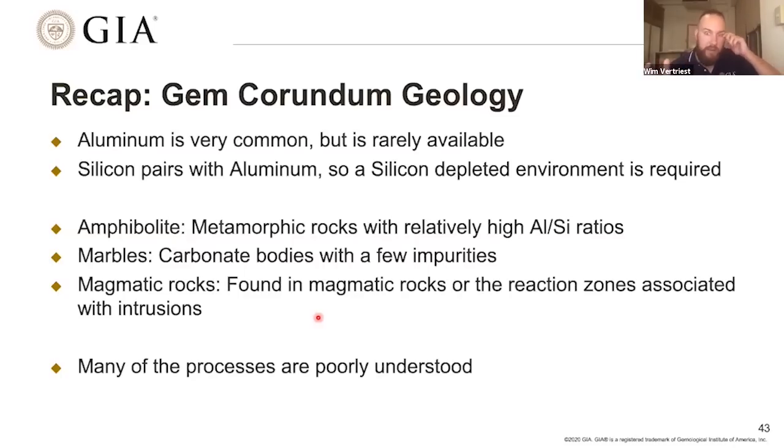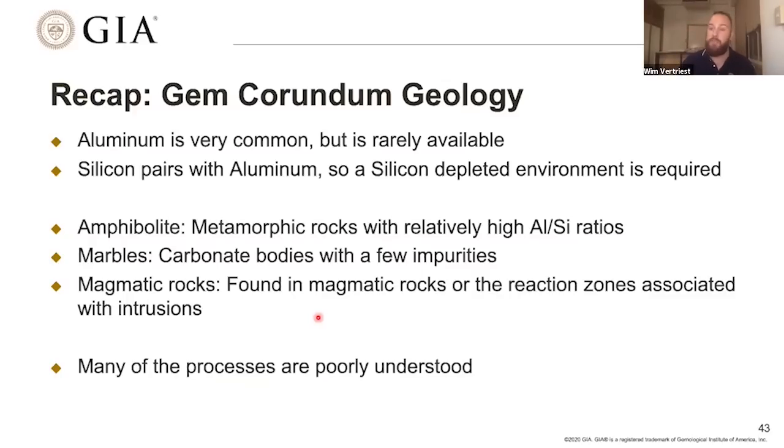And then you have magmatic rocks, where you find stones either in the magmatic rocks, whether they formed there or are xenocrysts, or in the reaction zones around it. Very diverse environment, very complex processes. A lot of those are not even understood. In fact, most of those processes are poorly understood for the gem corundum.